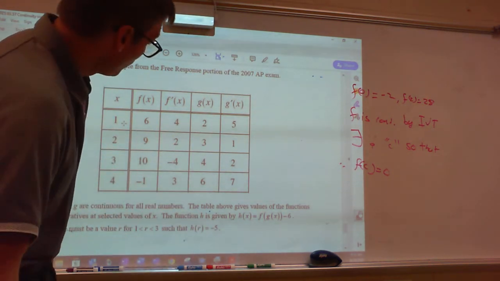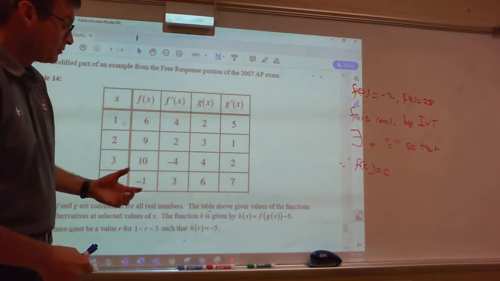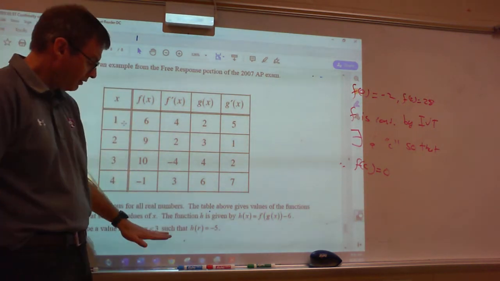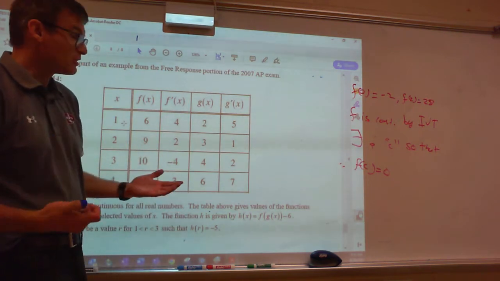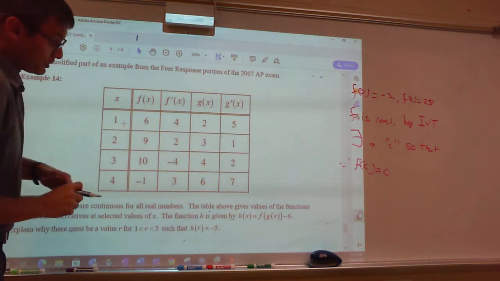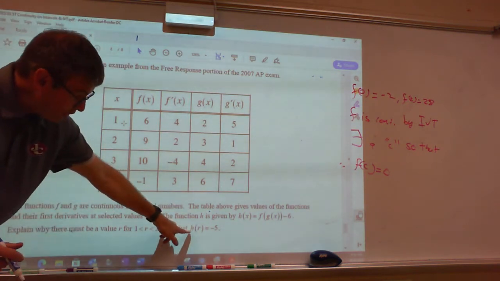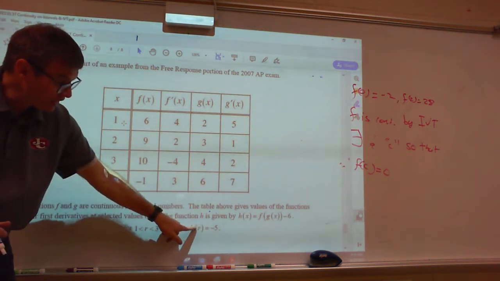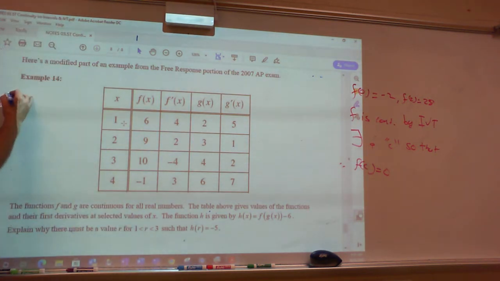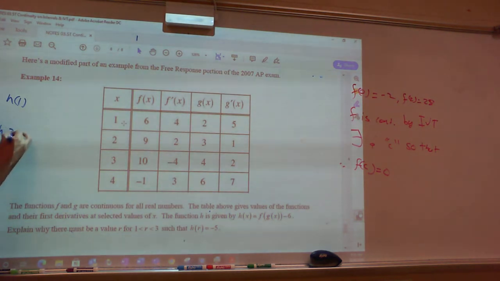Well, anytime they say explain why there has to be a value, this is code for we're going to use the intermediate value theorem. So if I want to establish that there's got to be some place that h of r is equal to negative 5, these are my x values. I need to compute what h of 1 is, and I need to compute what h of 3 is.